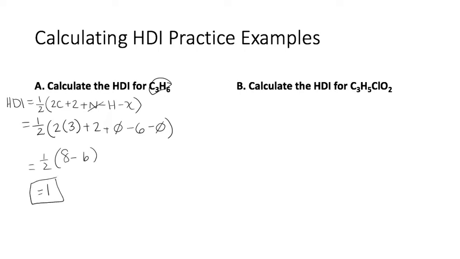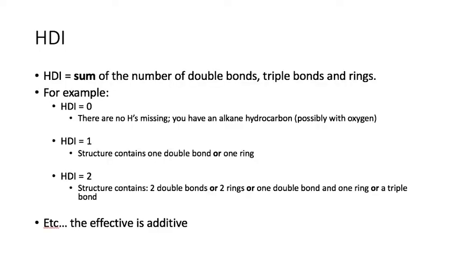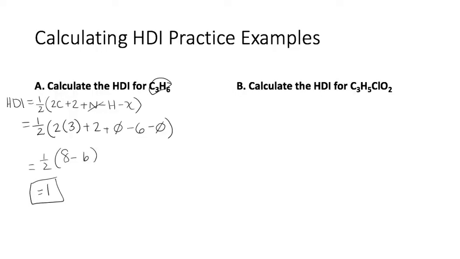So if I go back to my possibilities, HDI 1 means I contain either 1 double bond or 1 ring. When I'm predicting my structure for C3H6, that means I either have 1 double bond or I could possibly have 1 ring. Now we can use our IR to help us predict, do I have a double bond or a ring? As you watch the next videos, you can see that you can also use NMR to help you predict, do I have a double bond or a ring?